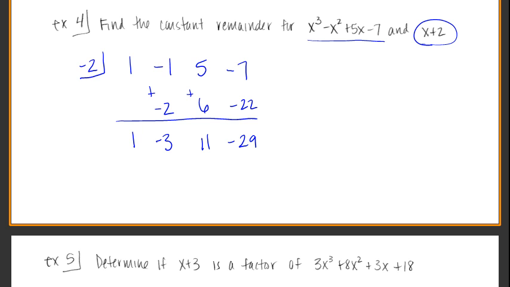Now remember, the remainder is always this last number right here, so that's all they want us to do, is find out what the remainder is, and the remainder in this case is negative 29. That's all we had to find for this.